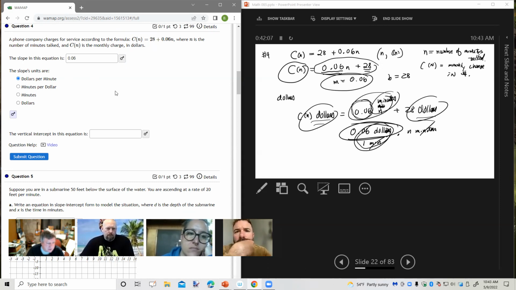The vertical intercept in this equation is, so the vertical intercept, why are they calling it the vertical intercept instead of the y-intercept? Because technically we're not using x and y, we're using n and c. So you might say the c of n intercept, but the vertical intercept of this equation is what? It would be the 28, right? Or over here, the 28. So here we've got 28. Okay. And there's your 28. Any questions about this particular example?